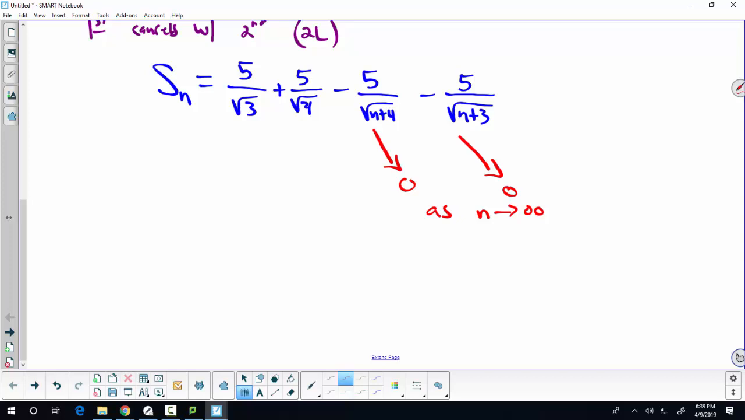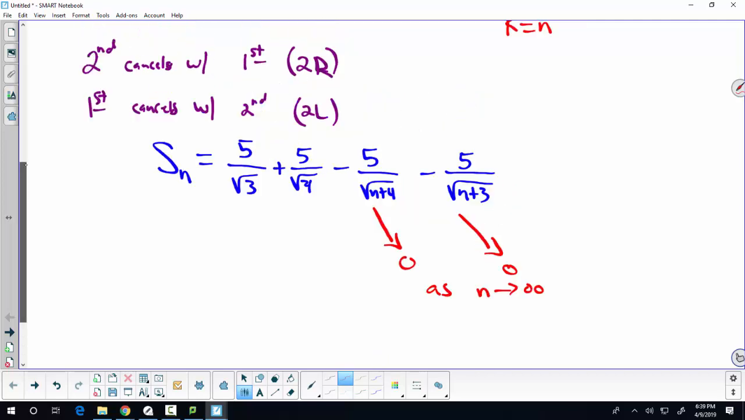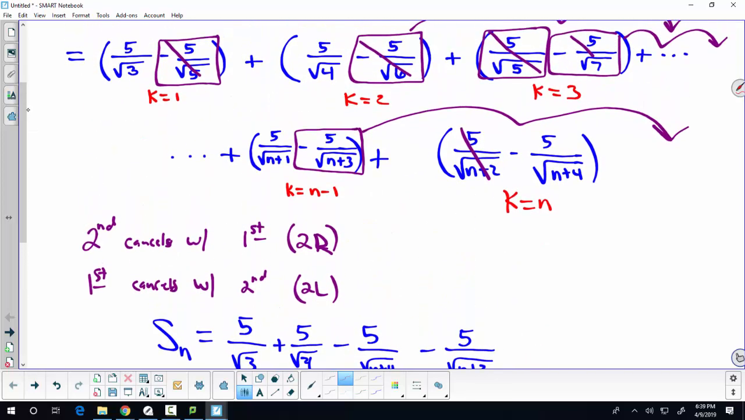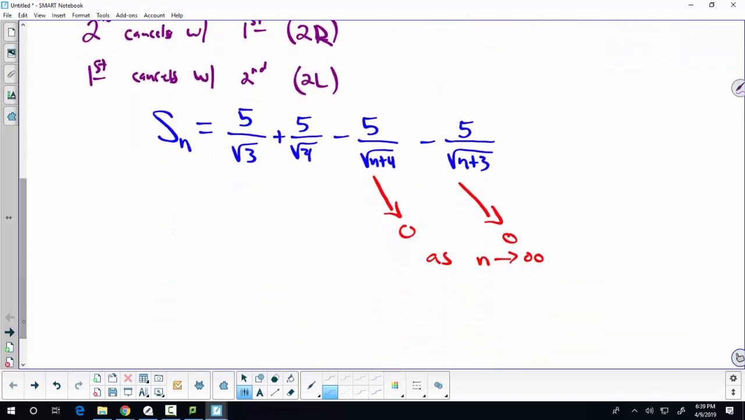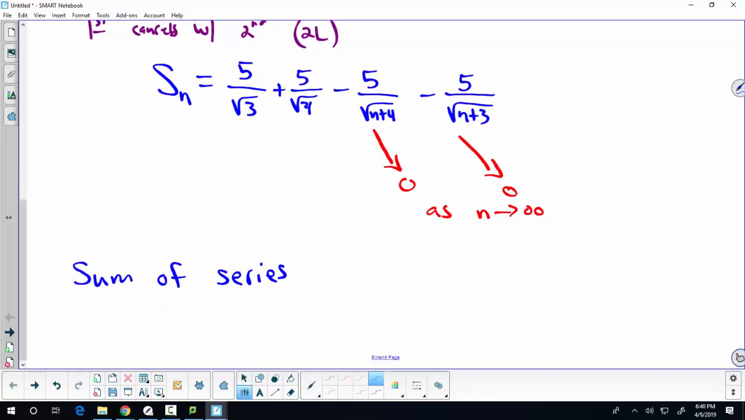The 5 over square root n plus 1, that would have canceled. Yeah, and that second one would not have, because there's nothing to... Yeah, exactly. So this term cancels with this term that's 2 to the left. Okay, so there's our nth partial sum, and the sum of the series. I don't want to write that series down again. The sum of the series is the limit as n goes to infinity of the partial sum.